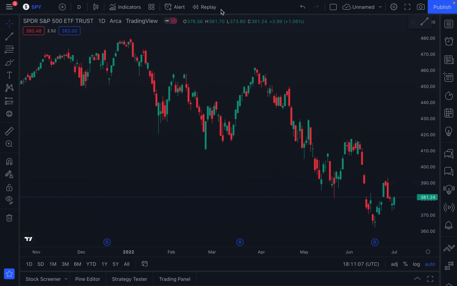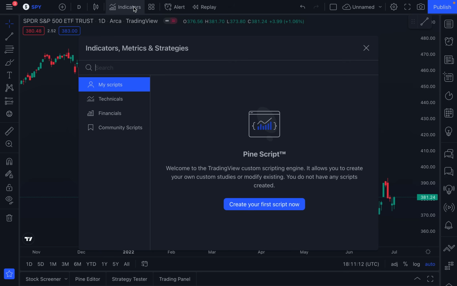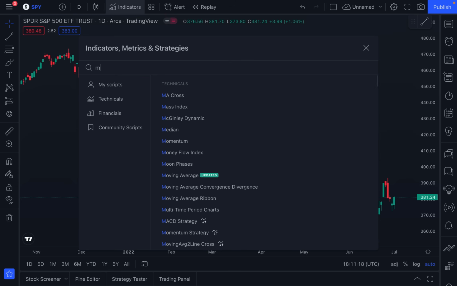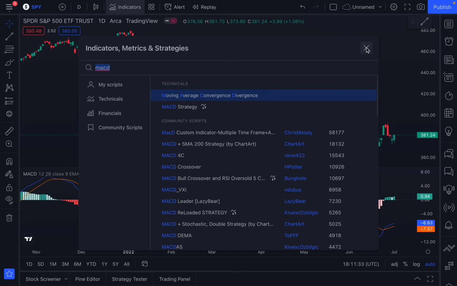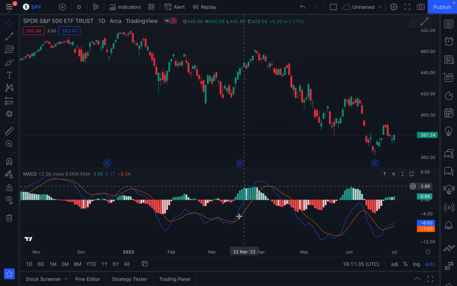So you want to go to the top here and you want to go to this indicators button. You want to go ahead and click on it here. And then here you can search up any indicator that you want. So we just want to go ahead and type MACD here. And if you take a look here under technicals, you will see the MACD right here, which again stands for moving average convergence divergence. So go ahead and click on this once, and then you can go ahead and close out of this window here. And as you can see, the indicator gets added to our chart here now.